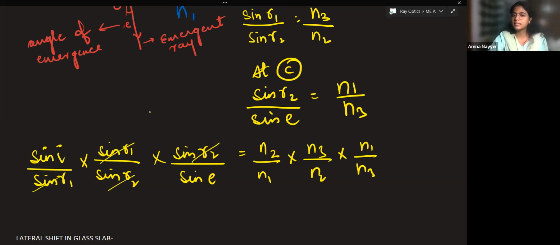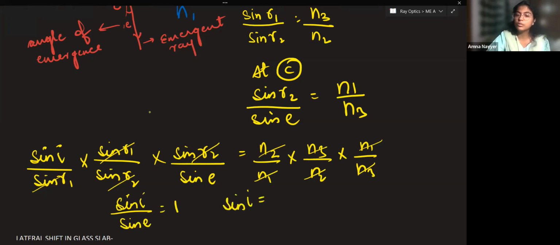Sine r2 gets cancelled over here, right? n2 gets cancelled. n3 gets cancelled. n1 gets cancelled. So what do we have? We have sine i by sine e as 1. It means sine i is equal to sine e. Angle of incidence is equal to angle of emergence.